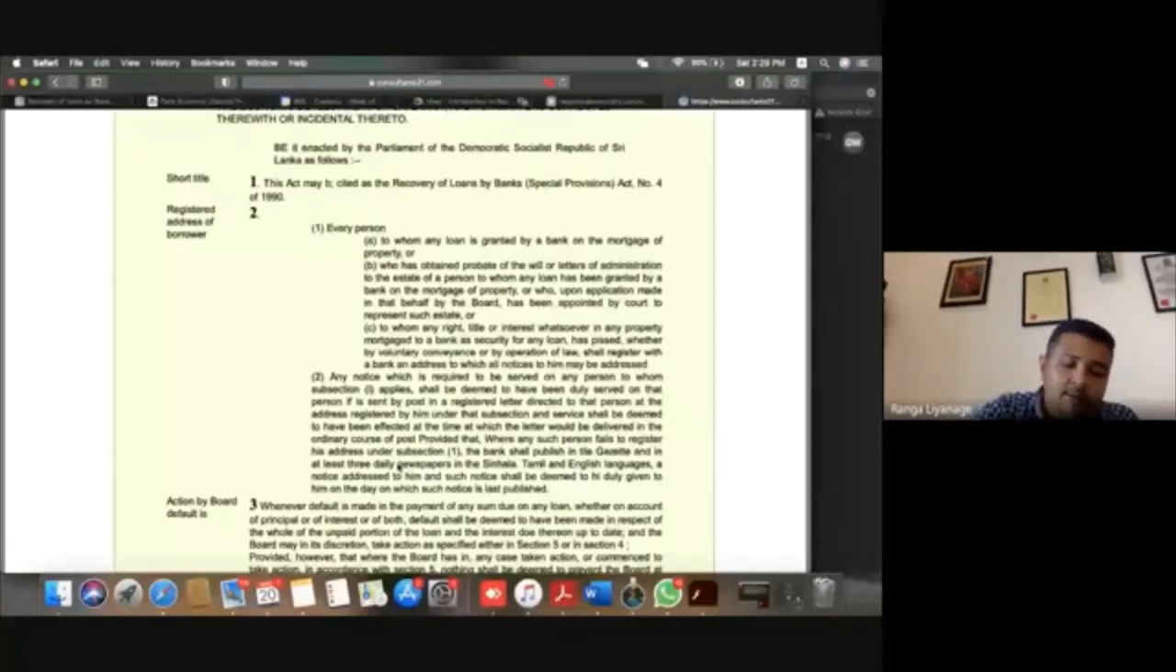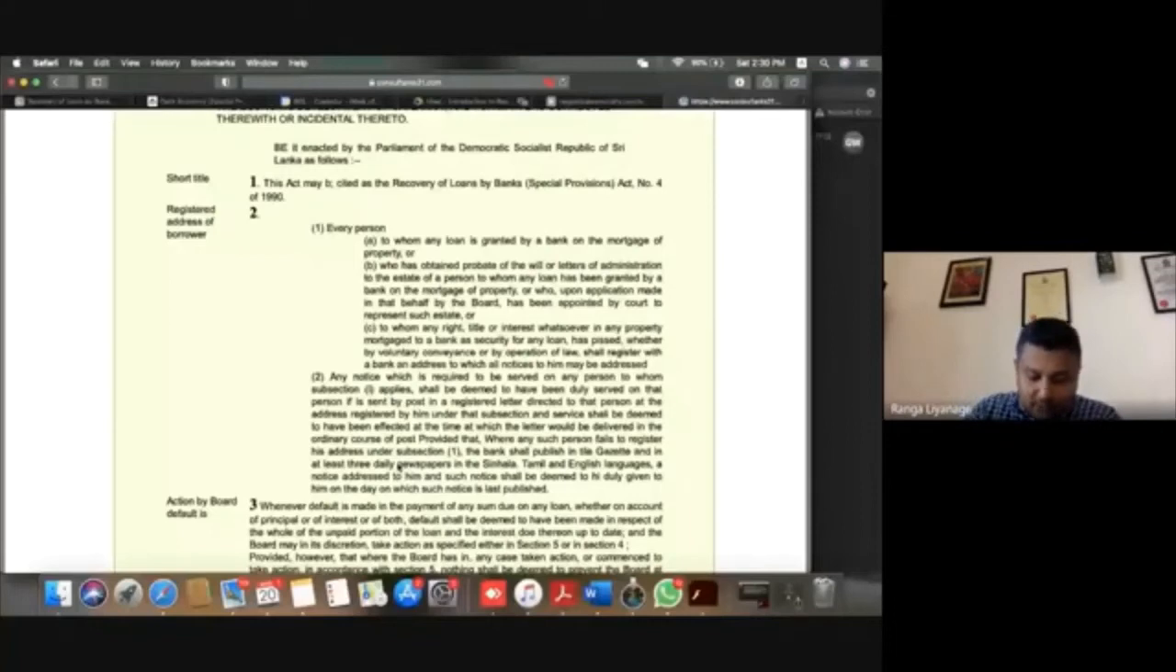So when the bank is granting the loan, upon signing of a mortgage bond, that particular borrower will register with the bank the address to which all notices pertaining to that loan should be sent. So borrower is there. If he is dead, his heirs, right, or any other person, the right and title of that property is passed by voluntary conveyance, either deed of transfer or gift, or by operation of law shall register with the bank, right? Basically the borrower.